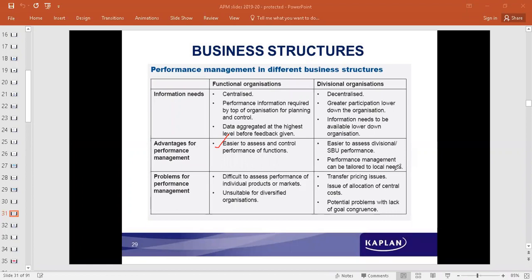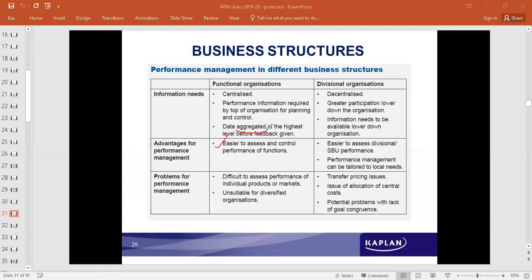Problems for performance management. So demotivation is one thing, that is in a generic sense. Then we see the other problems: only the summary, the aggregate level things happen. So they can only know the overall performance, but intricate information is not possible to get. Difficult to assess performance of individual products or markets. So how is each product or each department performing? What is the performance? Such kind of things are not at all understood.